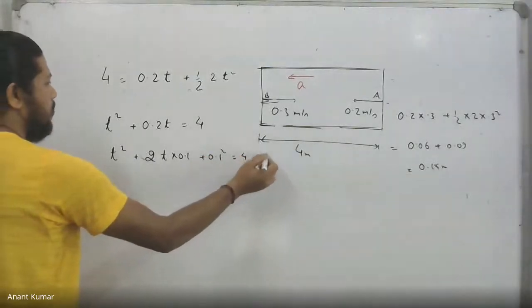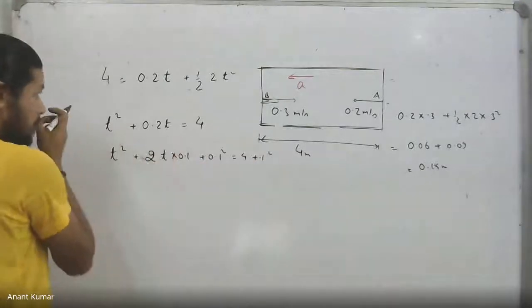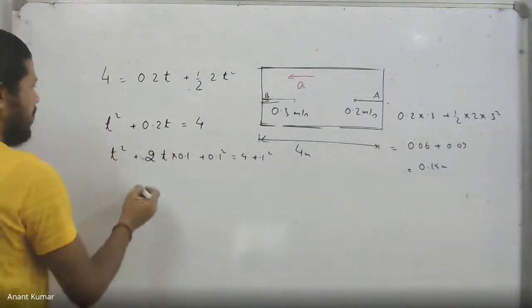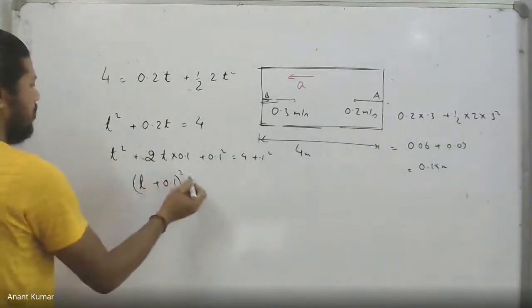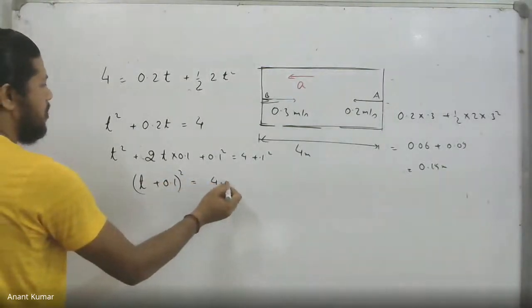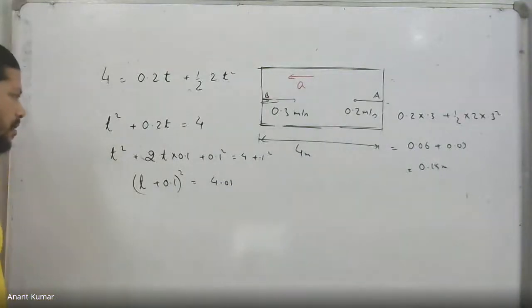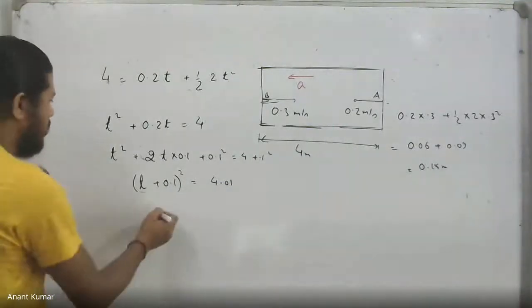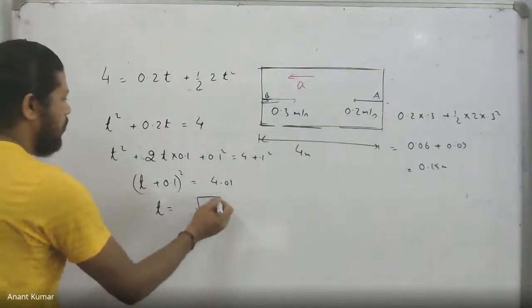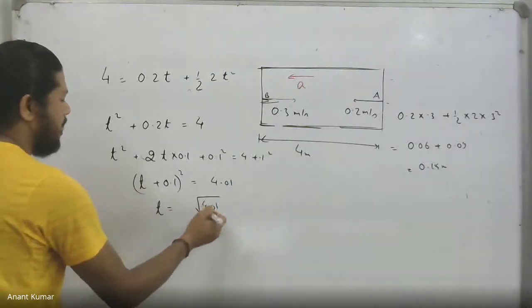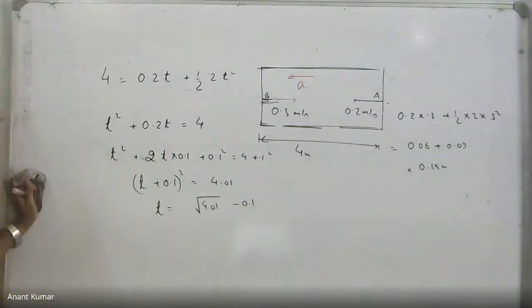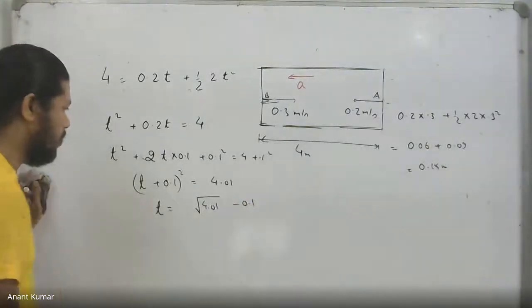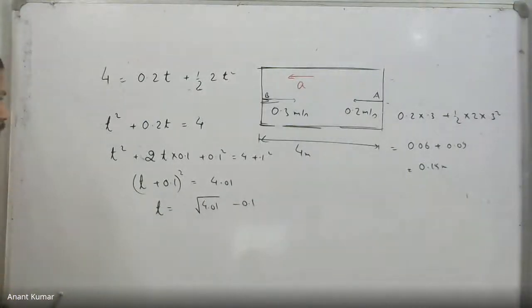So I get 0.1 square. That is therefore t plus 0.1 whole square turning out to be 4.01, which gives us the time t as root over of 4.01, but obviously I can neglect the minus sign, minus 0.1 second actually. That gives us in this case roughly how much? 4.01 is approximately 2 point something.